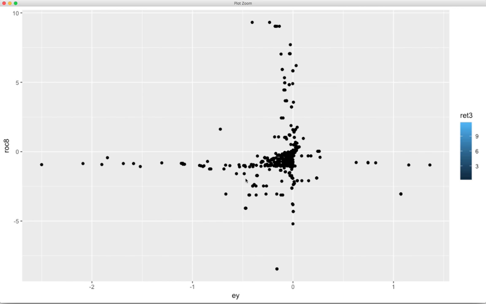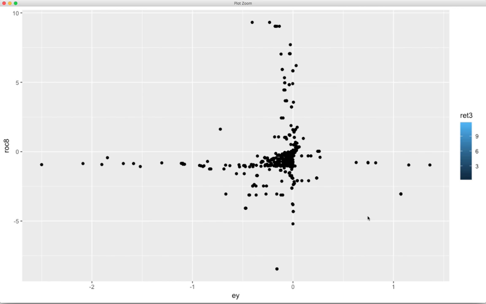Same idea. Now let's look at these quadrants up here. The top left quadrant, we still have negative ROC, but now we have positive earnings yield. And the bottom right quadrant, this is where you have a positive ROC and a negative earnings yield. How is that possible, that you can have a situation where your ROC is positive and your earnings yield is negative, and vice versa? Because both of them have operating income as a numerator.